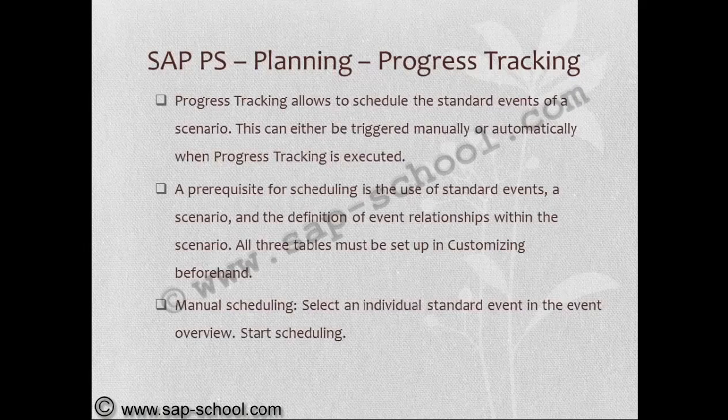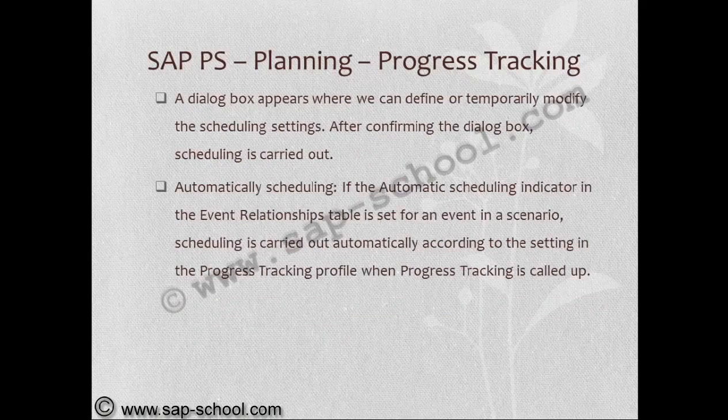Progress tracking allows us to schedule the standard events of a scenario. This can either be triggered manually or automatically when progress tracking is executed. A prerequisite for scheduling is the use of standard events. For a scenario, all three tables must be set up in the customizing beforehand. Manual scheduling: select an individual standard event in the event overview, start the scheduling. A dialog box appears where we can define or temporarily modify the scheduling settings. After confirming the dialog box, scheduling is carried out.